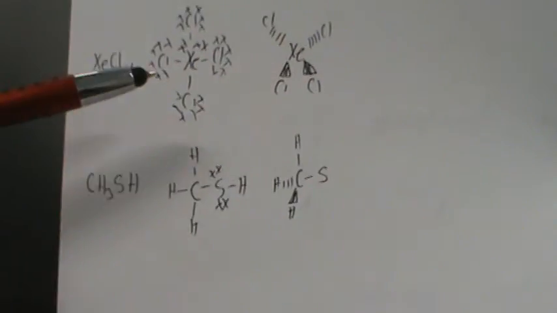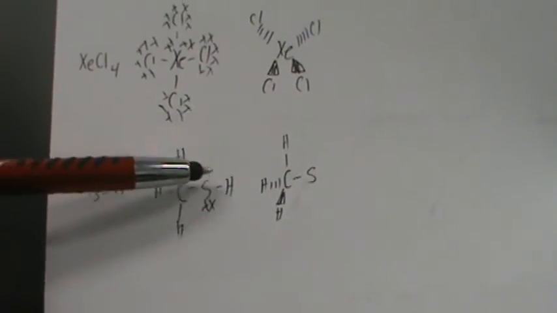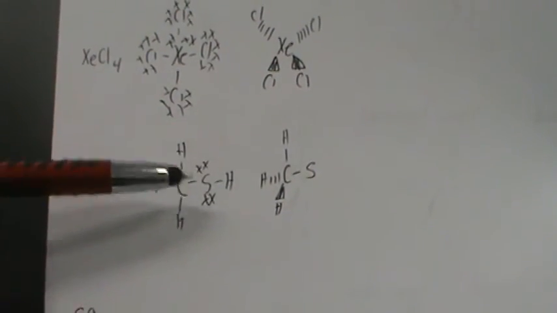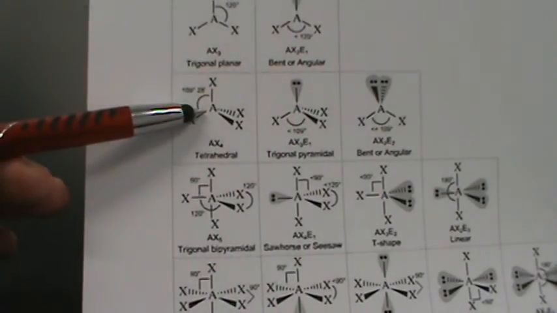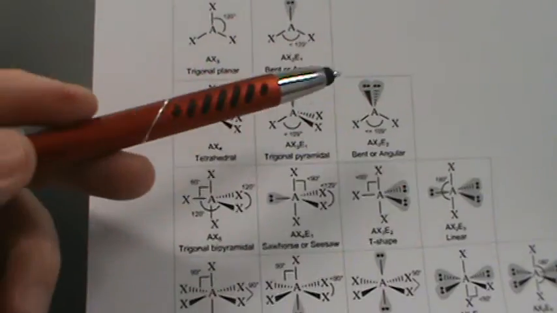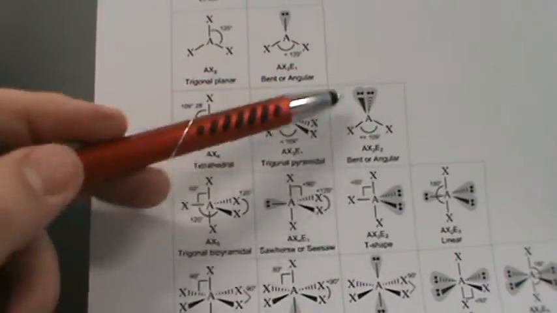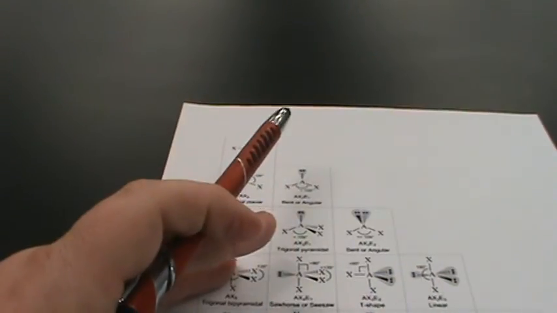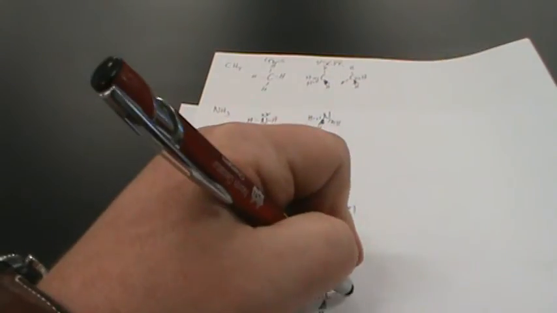Now the sulfur has 4 things: the carbon, the hydrogen, and 2 lone pairs. That would be tetrahedral to start off with, but since we have 2 lone pairs, the VSEPR shape for the sulfur is going to be bent. So that's what we're going to draw there.